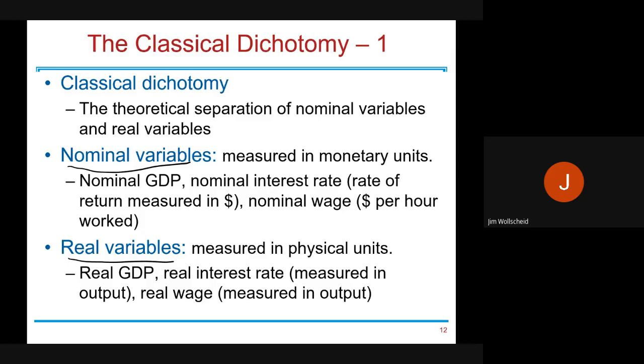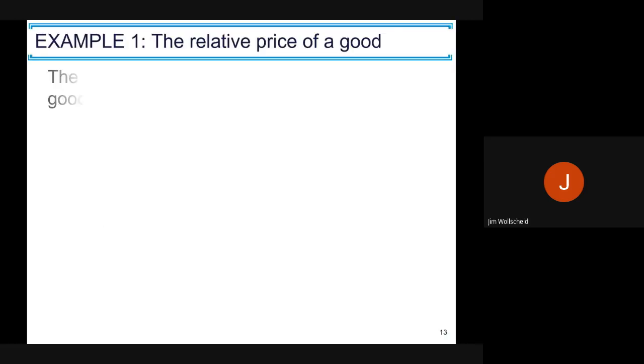Real variables are measured in physical units. So when I talk about wages as an economist, I talk about real wages. When students talk about wages, usually you talk about nominal wages. And a lot of times people don't understand the difference, but there's a huge difference between nominal and real. And we'll talk about that here in a second.